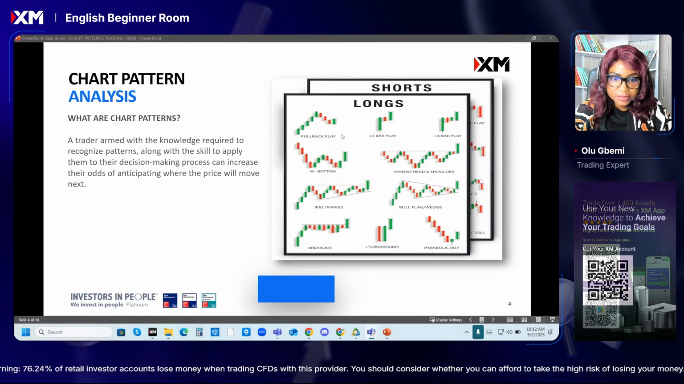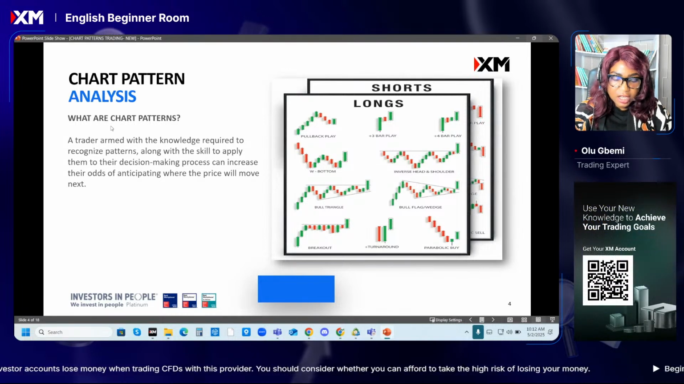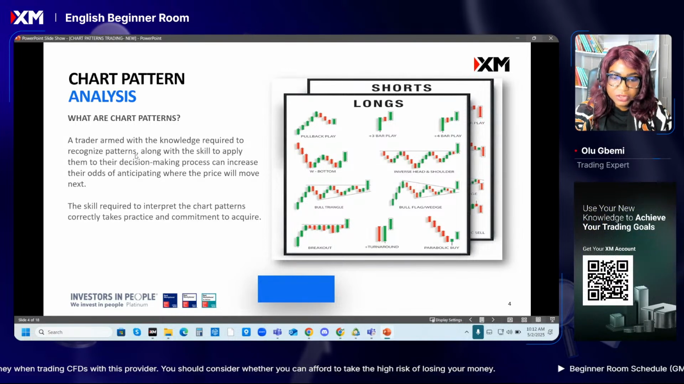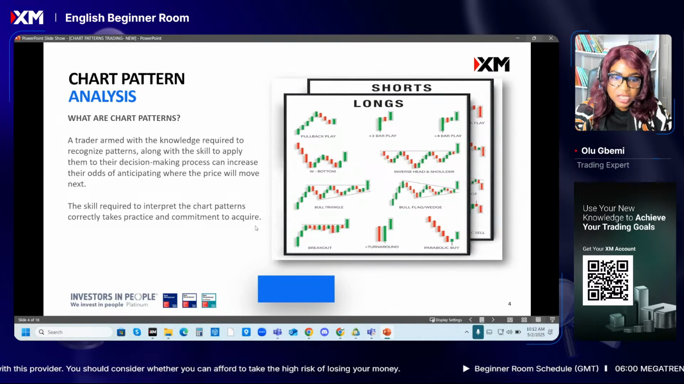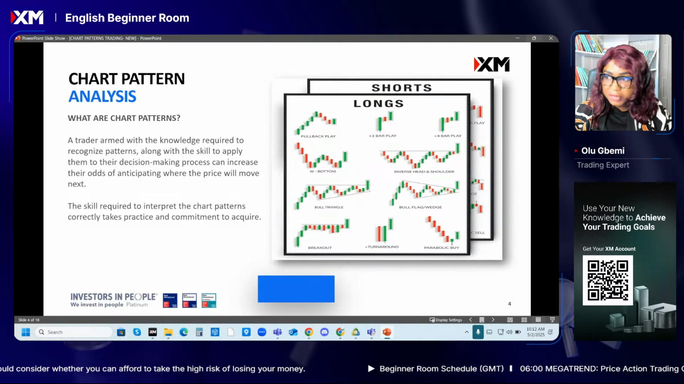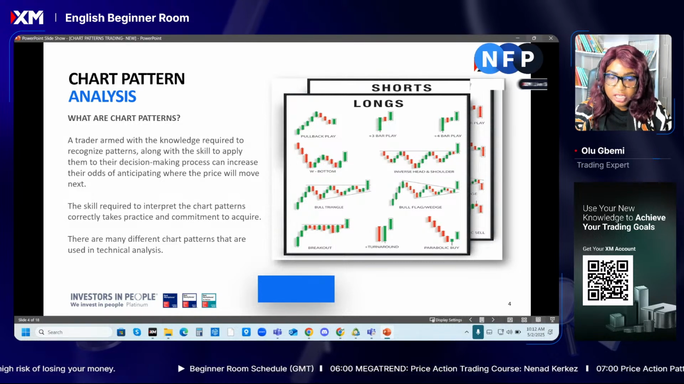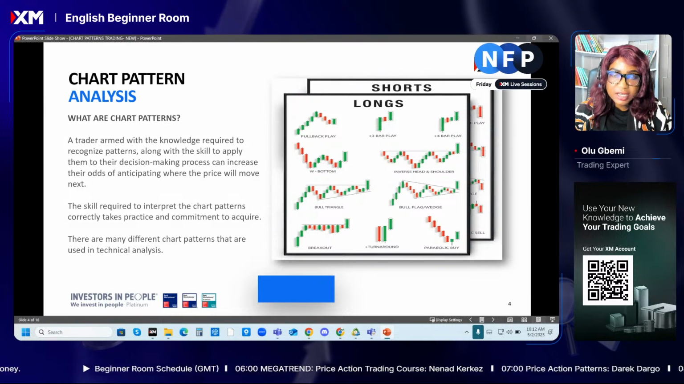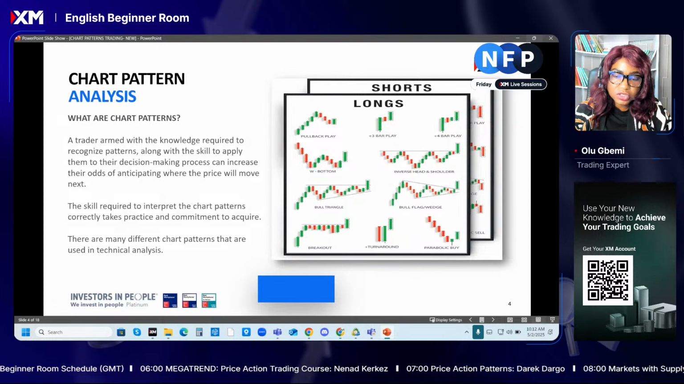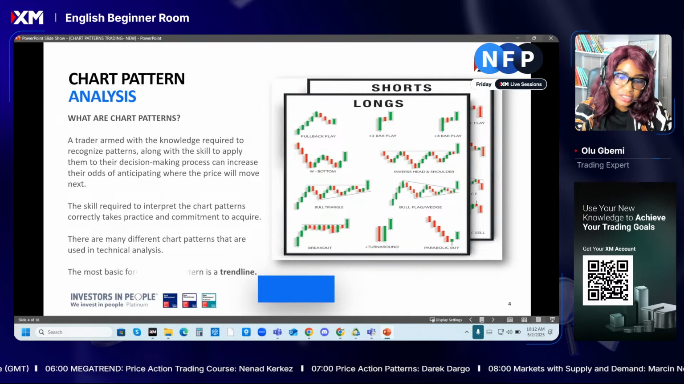Okay, the skill required to interpret the chart patterns correctly takes practice and commitment to acquire. And there are many different chart patterns that are used in technical analysis. So what are some of these chart patterns? What can they give you?